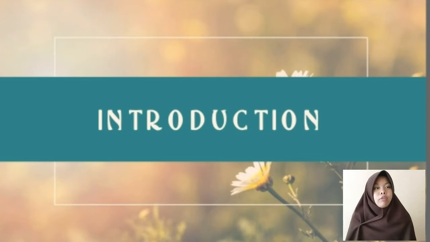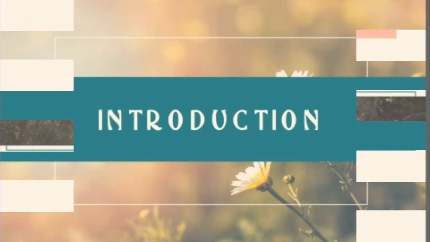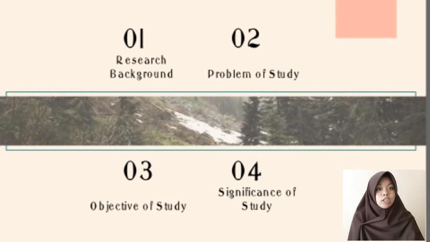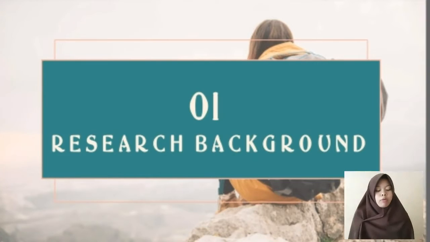Okay, I will explain in brief chapter 1 of my seminar research proposal, which is the introduction. The introduction consists of 4 parts: the first is the research background, the second is the problem of the study, then the objective of the study, and the last is the significance of the study. I will explain them one by one.